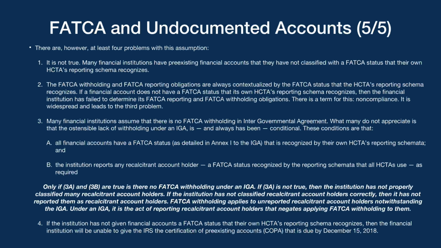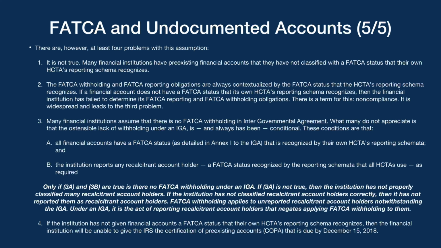If 3A is not true, then the institution has not properly classified many recalcitrant account holders. If the institution has not classified recalcitrant account holders correctly, then it has not reported them as recalcitrant account holders. FATCA withholding applies to unreported recalcitrant account holders, notwithstanding the IGA. Under an IGA, it is the act of reporting recalcitrant account holders that negates applying FATCA withholding to them.